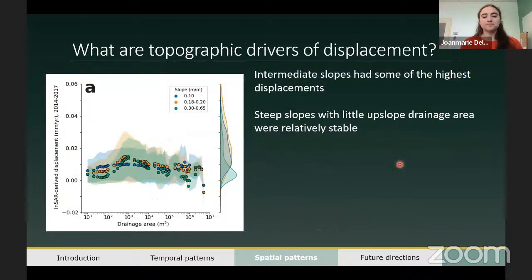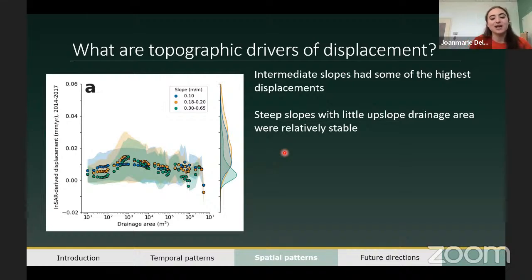Before I get too much into the final steps, I do want to throw this little nugget out here for the geomorphologists. Something that in this paper we talked about that wasn't water track related is that when I grouped everything by slope and saw how slope was modulating disturbance, there's actually an intermediate slope that has some of the highest displacements. And steep slopes in particular that had little upslope drainage area were relatively stable.